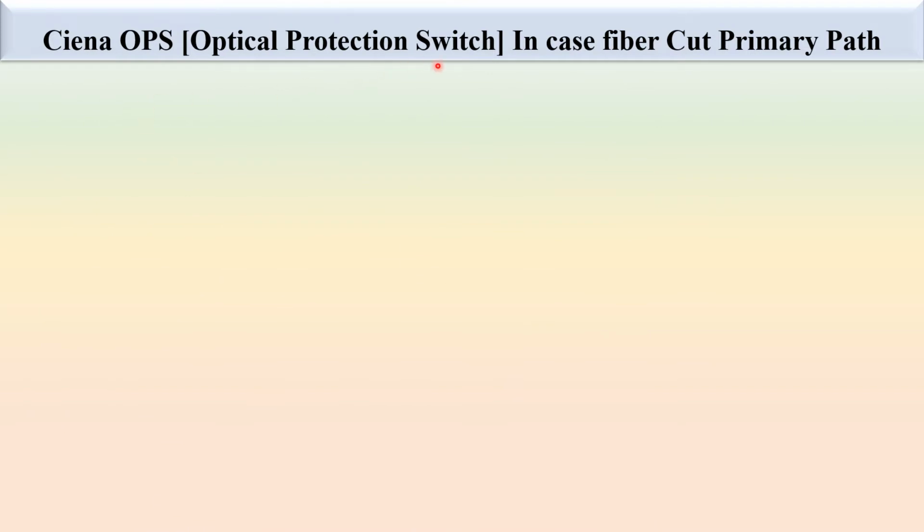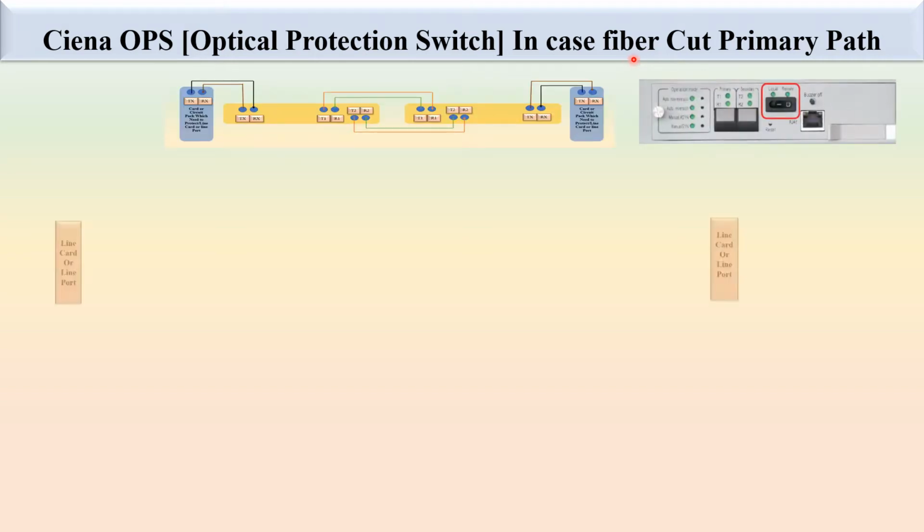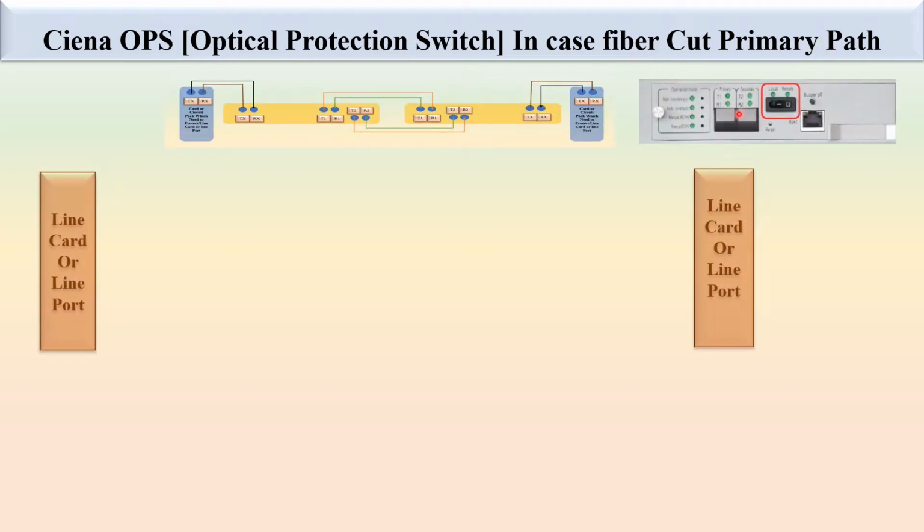OPS, optical protection switch, in case of fiber cut. So now we will see one example. You can see here this is the combination of T1 R1 primary path, T2 R2 secondary path, and this is the physical connecting view of the OPS and the circuit pack which we need to protect.